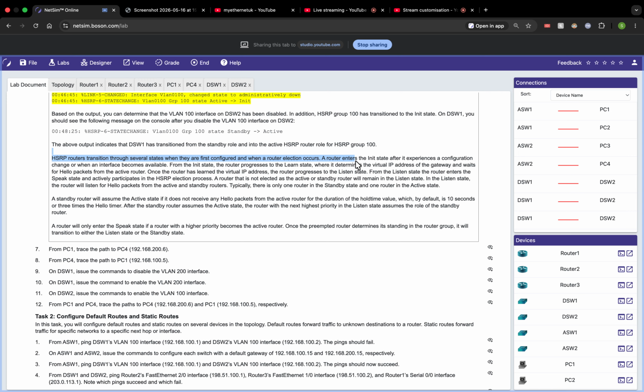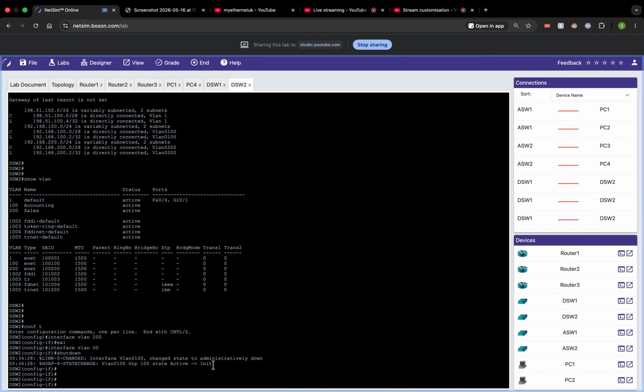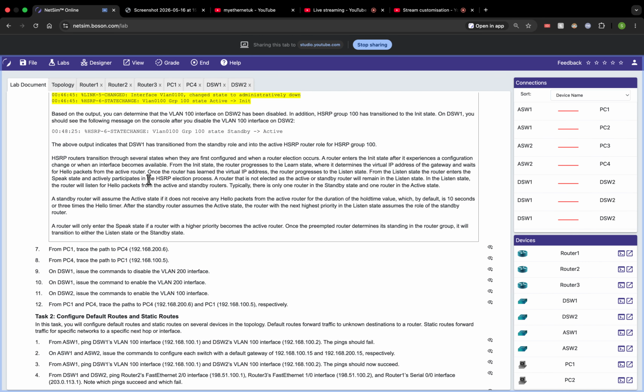HSRP routers transition through several states when they are first configured, and when a router election occurs. A router enters the init state after it experiences a configuration change or when an interface becomes available. From the init state, the router progresses to the learn state, where it determines the virtual IP address of the gateway and waits for hello packets from the active router. Once the router has learned the virtual IP address, the router progresses to the listen state. From the listen state, the router enters the speak state and actively participates in the HSRP election process. A router that is not elected as the active or standby router will remain in the listen state.